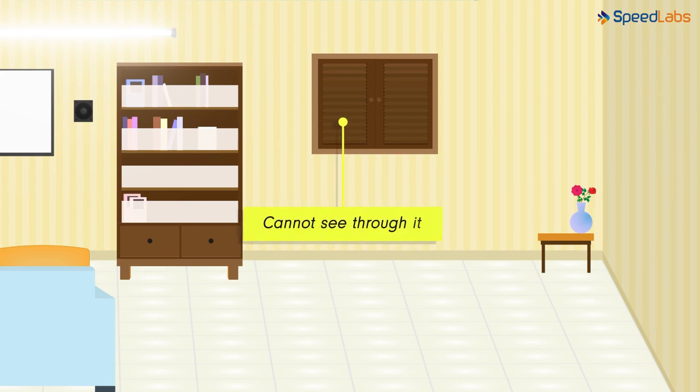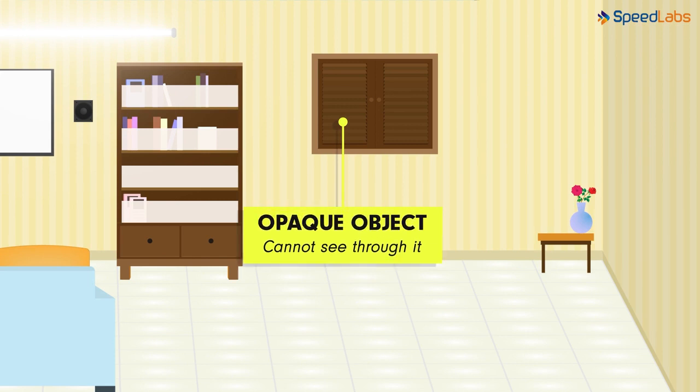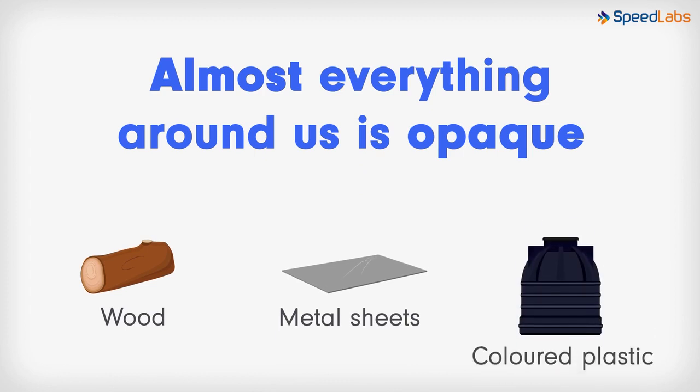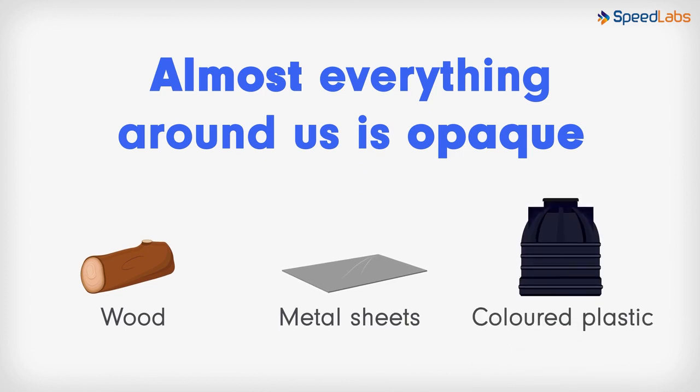The wooden shutter blocks this incoming light. Such objects are called opaque objects and they are very large in number. Almost everything around us is opaque if you think about it. Wood, metal, sheets, colored plastic and so on.